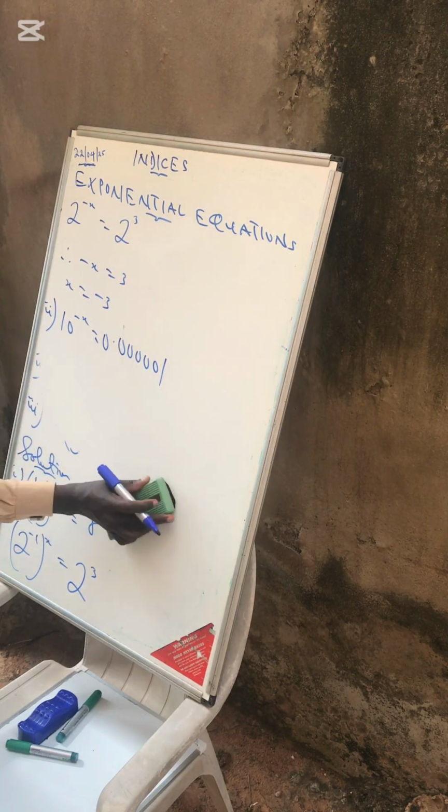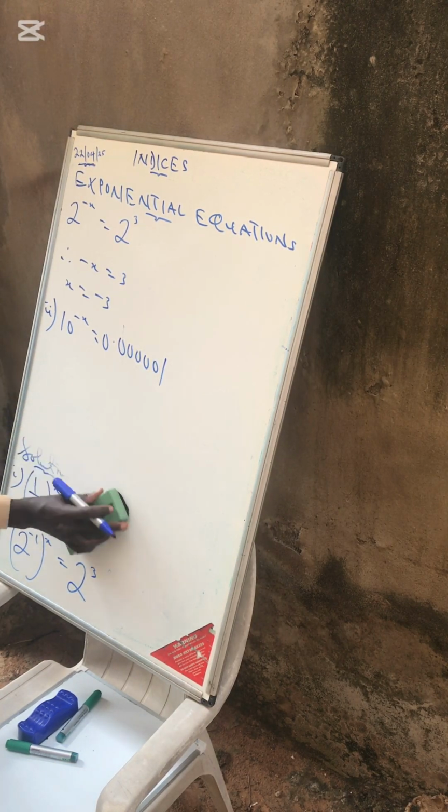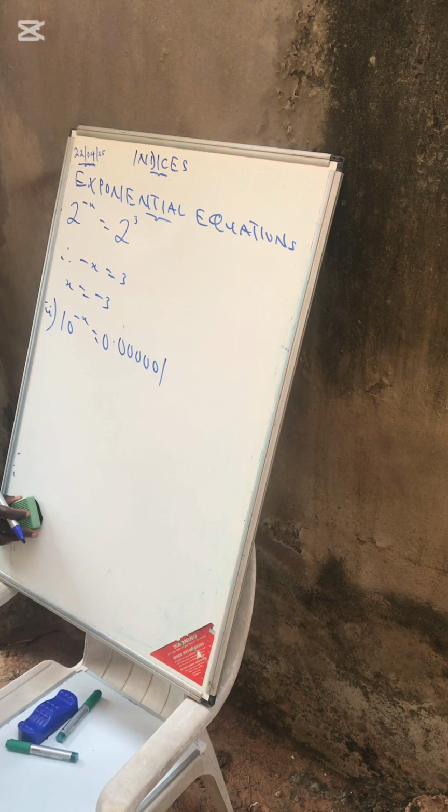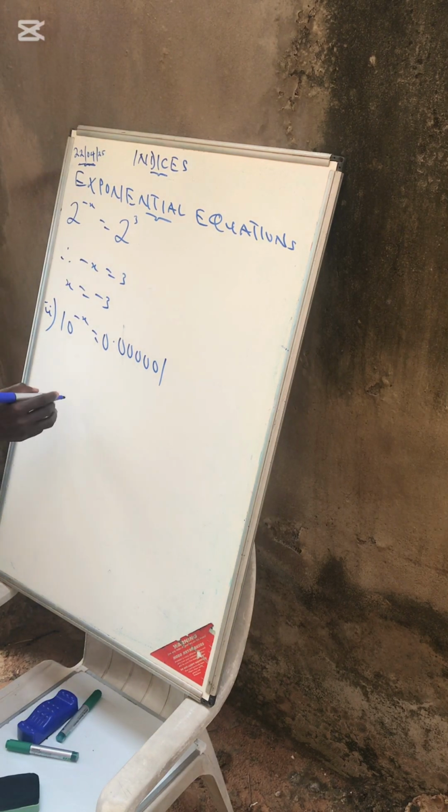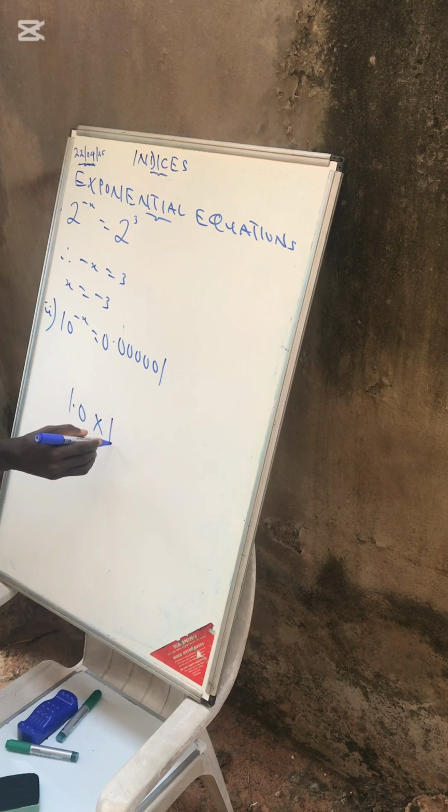Now write 0.0000001 in standard form. Yes, write it in standard form. 1.0 times 10 raised to the power.